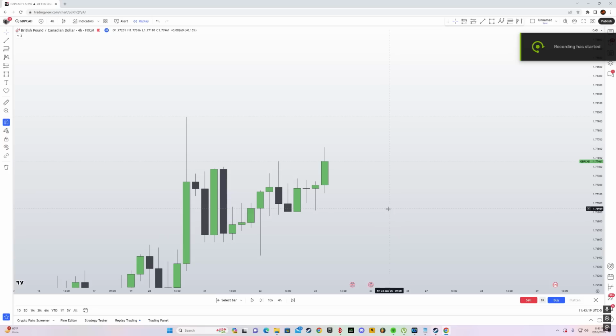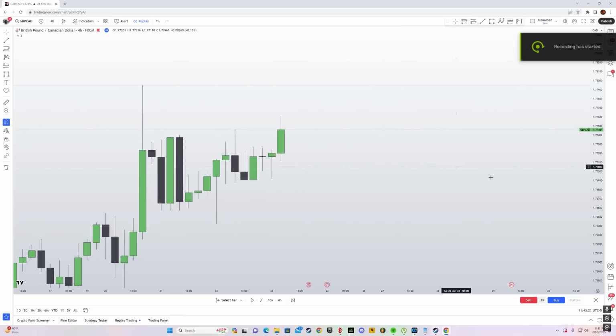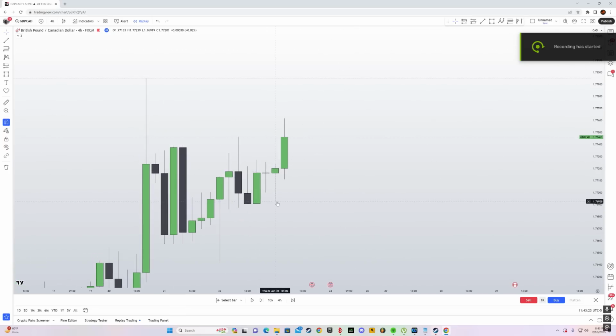All right, guys. So here is another example looking at GBP CAD on the four-hour time frame, of course. And over here, what do we have? We have a low. This is the first candle, the second candle, and the third candle. So now I want to mark out the low of the third candle and the high of the third candle.